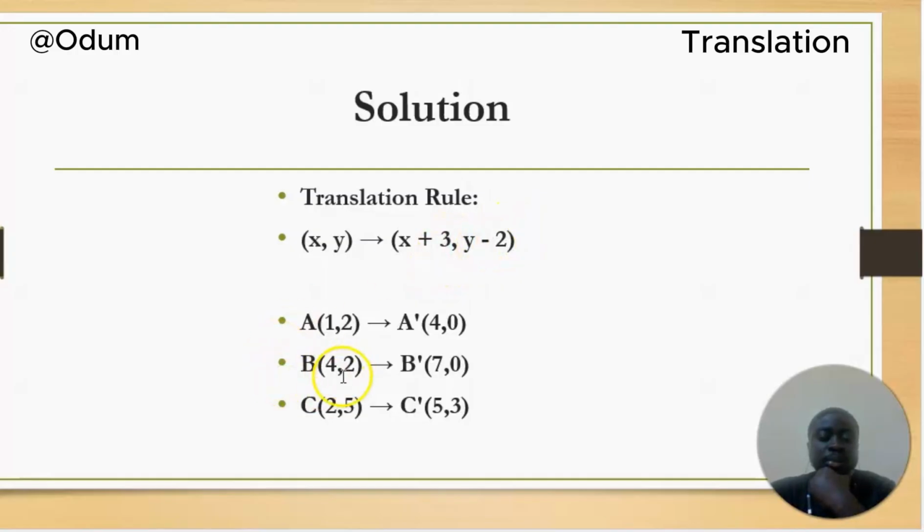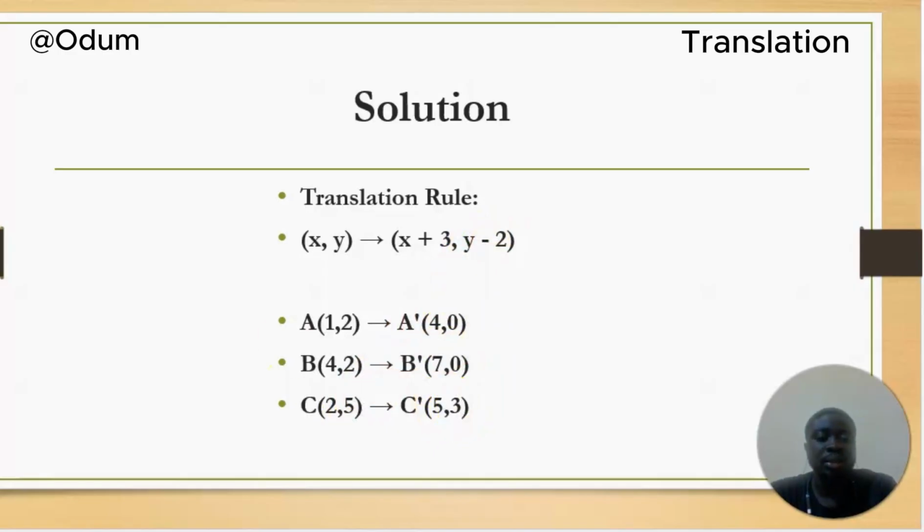When it comes to the second point, (4, 2), x is 4. Put it there: 4 plus 3 gets 7. Then y is 2, so 2 minus 2 gives 0 here. Then go to the last point, (2, 5). Substitute 2 for x: 2 plus 3, we get 5. Then 5 minus 2 gives us 3.